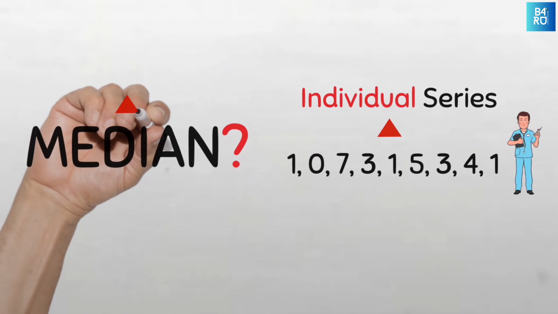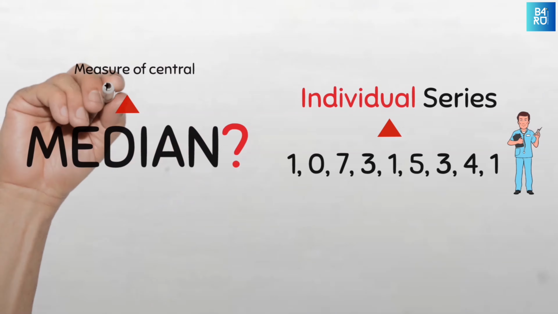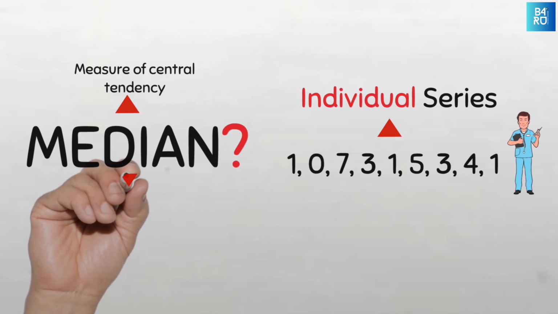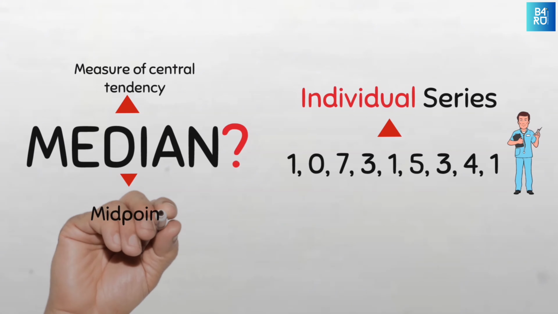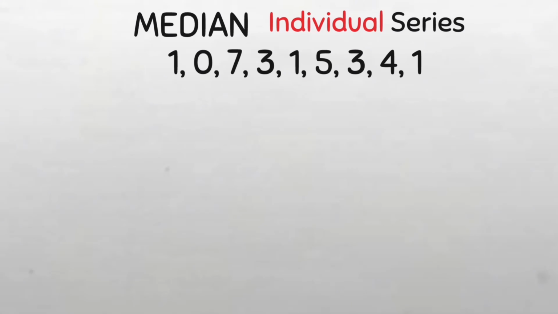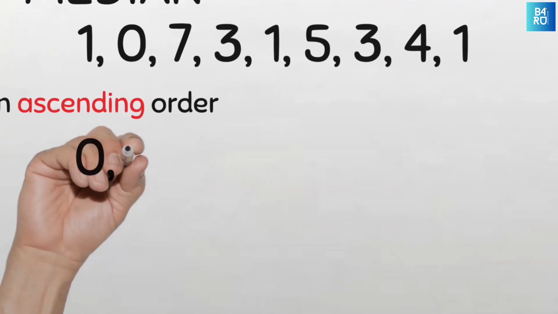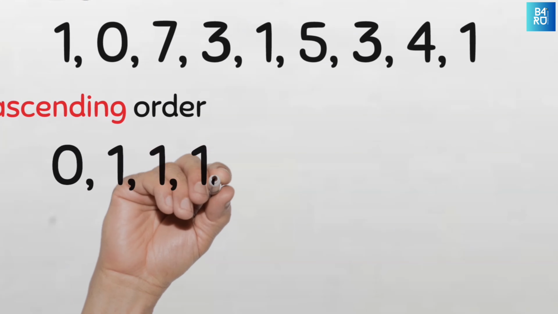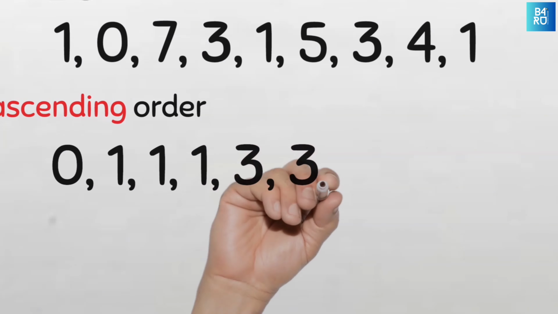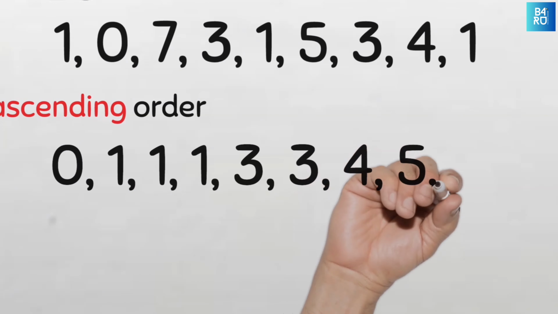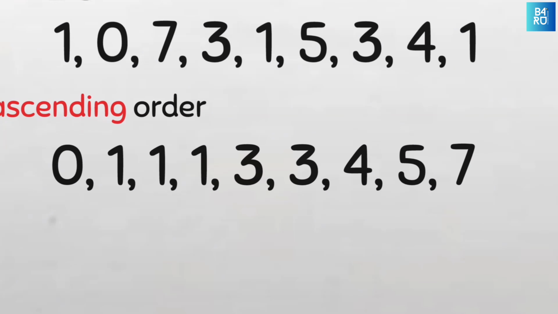Remember that we said the median is a measure of central tendency that indicates the middle point of a data set. So our task here is simply to find the middle point. To do this, we need to first arrange the data in ascending or descending order. I prefer the ascending order because it's just logical. So here we'll have 0, 1, 1, 1, 3, 3, 4, 5, and 7. That is 1, 2, 3, 4, 5, 6, 7, 8, and 9.